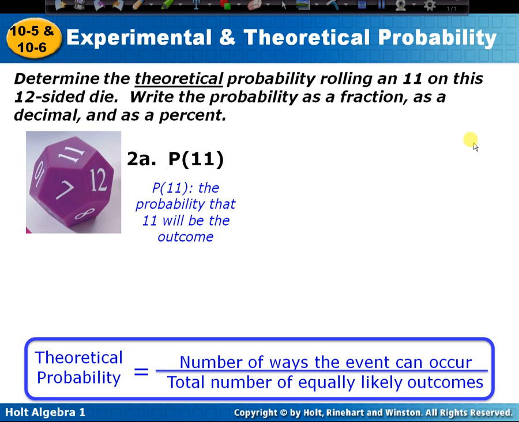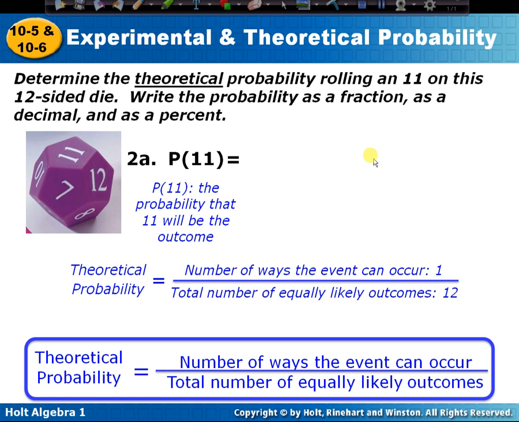It has 12 sides. So out of 12 possible sides, there is one side that is an 11. So in theory, it's going to occur one time in 12 that I will roll an 11 on this 12-sided die. So 1 divided by 12, when I divide that out as a decimal, I'm going to get 0.083 repeating. I'm going to multiply that by 100 to change it to a percent, and I'm going to get 8.3%. So there's an 8.3% chance that I'm going to roll an 11 on this 12-sided die in theory.